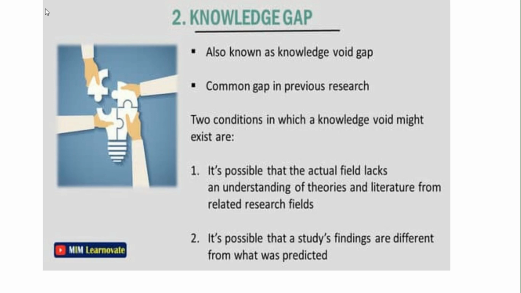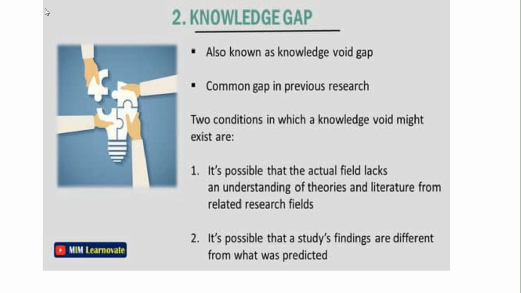So the second one is the knowledge gap, which is also known as the knowledge void gap. Knowledge void means understanding that something in the existing conceptual network is missing. So it is a common gap in previous research, and two conditions in which a knowledge void might exist are: number one, it's possible that the actual field lacks an understanding of theories and literature from related research fields. And number two, it's possible that a study's findings are different from what was predicted, right?